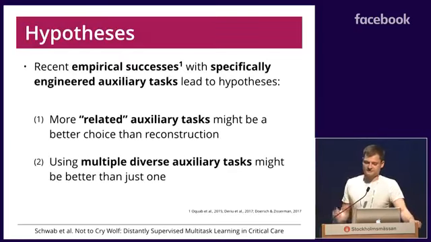And we reasoned that, no, actually, there could be better ones, and we have a few empirical data points on that that show this could be true. And we reasoned basically two hypotheses. Firstly, we reasoned that more related auxiliary tasks might be better than just reconstruction. And also, we think that having multiple diverse auxiliary tasks at the same time might be even better than just having one.